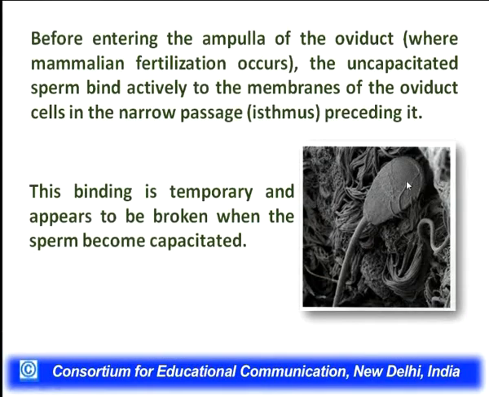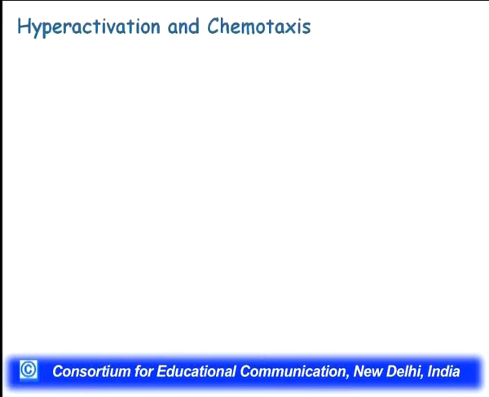So, with capacitation, the uncapacitated sperms would in any case be ruled out. Then the sperms which reach the isthmus are again made to reside there for some time so that proper capacitation can take place, and only properly oriented and properly functional sperms are finally made to go to the ampulla so that fertilization can take place. This binding at the isthmus is temporary and appears to be broken when the sperm becomes capacitated. You can see that this is the isthmus portion, and this is the sperm which is bound here. The sperm just resides here for some time for capacitation to take place, and the fully functional sperm then moves on to the ampullar region where the ovum is waiting and fertilization occurs.